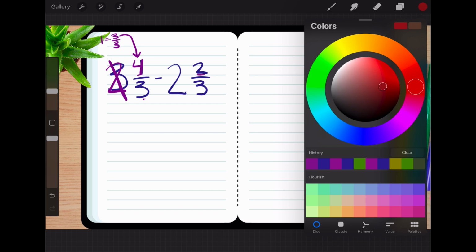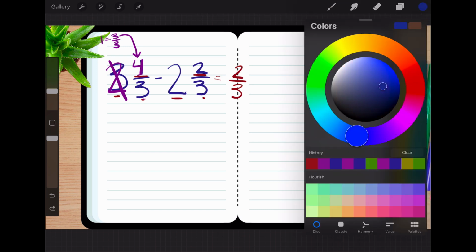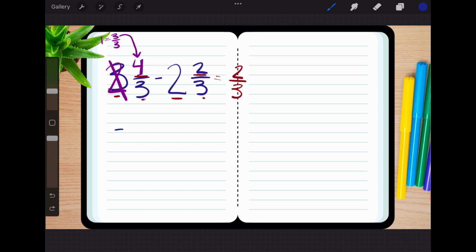Okay, so now I have 2 and 4/3. Now I can do 4 minus 2, which is 2. Keep my denominator the same. That's a 3. Then I can do 2 minus 2. That's 0. But I don't need to write a 0 in my whole number place. My answer is 2/3. Okay, let's do another.